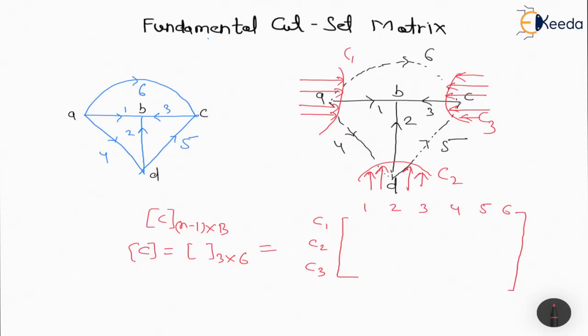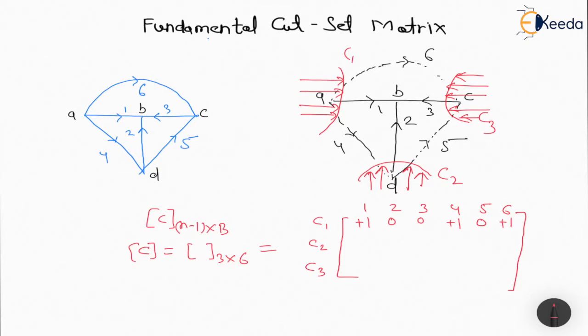And we will see that branch number 6 has the same direction as the cut set. So at the position of 6 we will write 1 as positive because it is in the same direction as the cut set, and 4 will also be written as plus 1 because it is in the same direction as the cut set, and the rest of them will be 0, 0, 0.